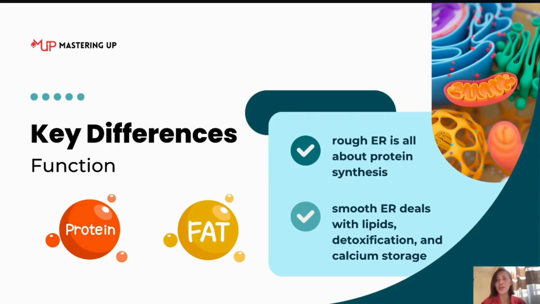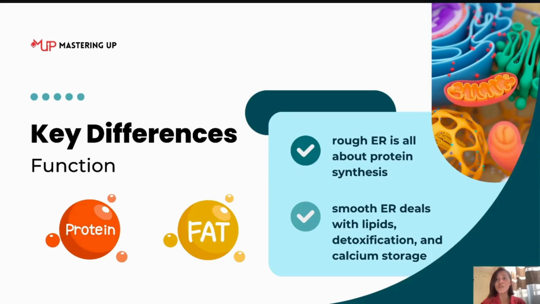Next is the smooth ER. It is needed for lipid synthesis, detoxification, and calcium storage. The smooth ER is involved in the production of lipids, fats, oils, and phospholipids. These lipids are essential for building and maintaining the cell membrane, which surrounds every cell. The smooth ER also makes hormones that are made of lipids. For example, steroid hormones like estrogen or testosterone are synthesized in the smooth ER.